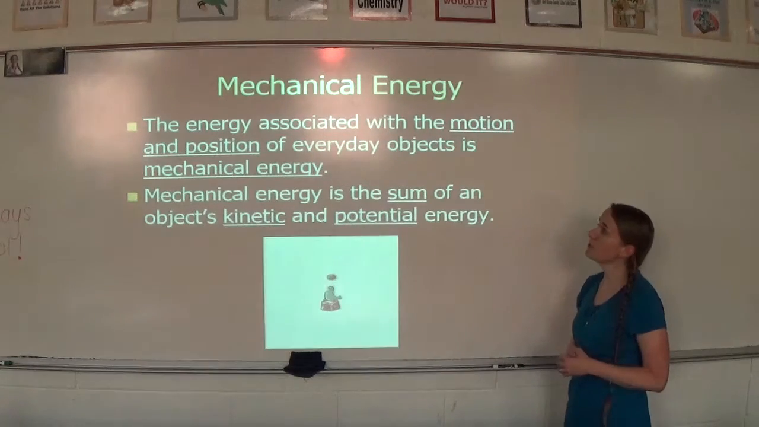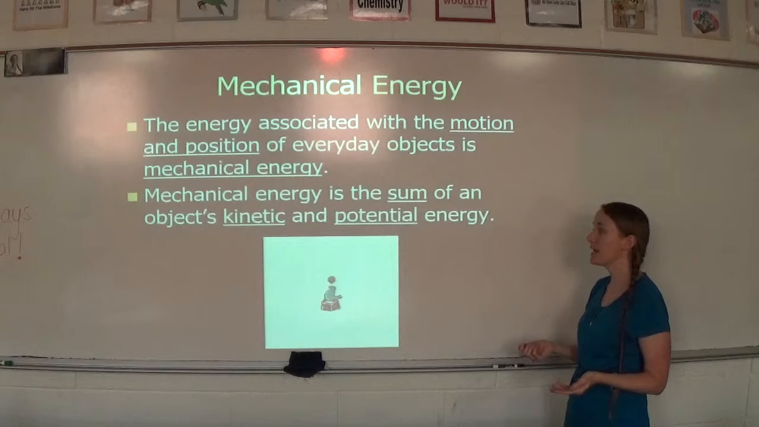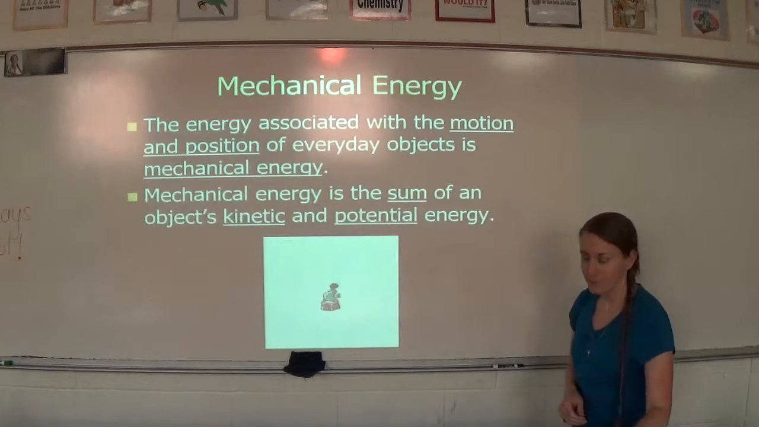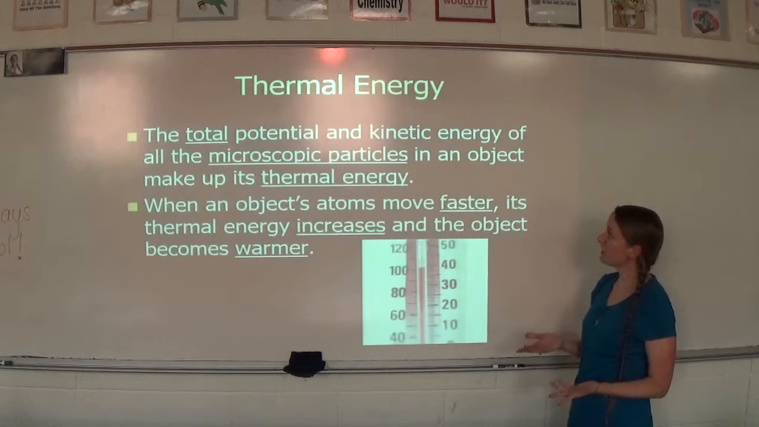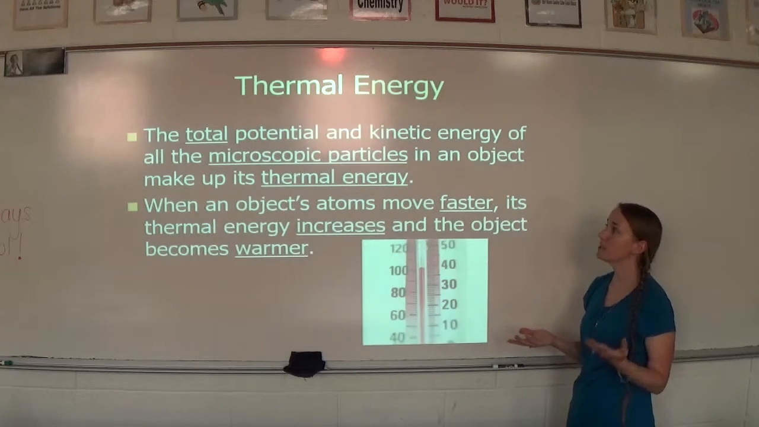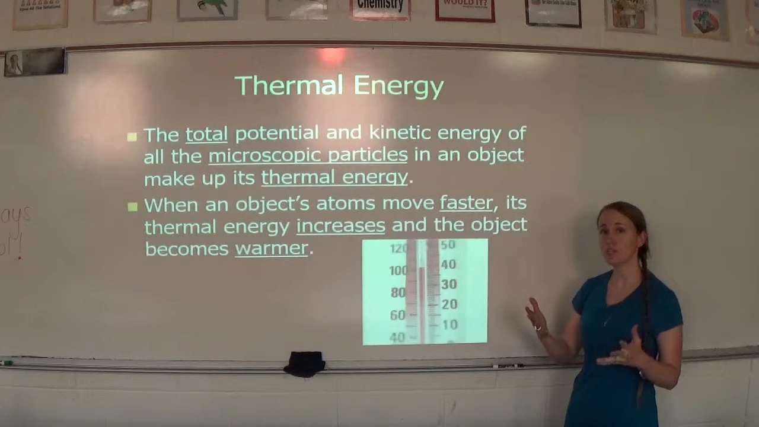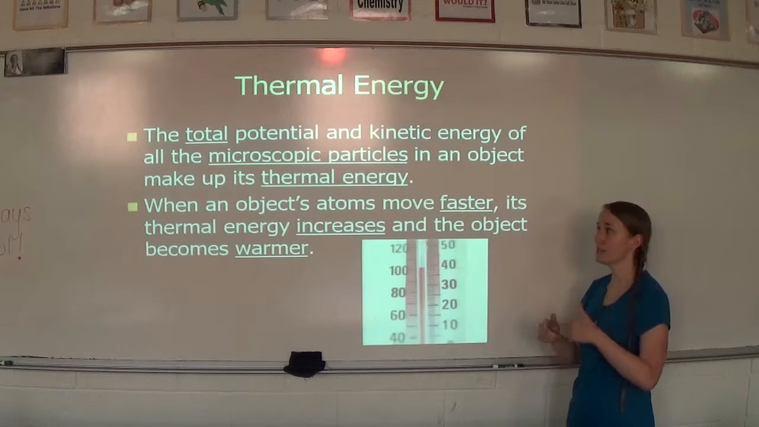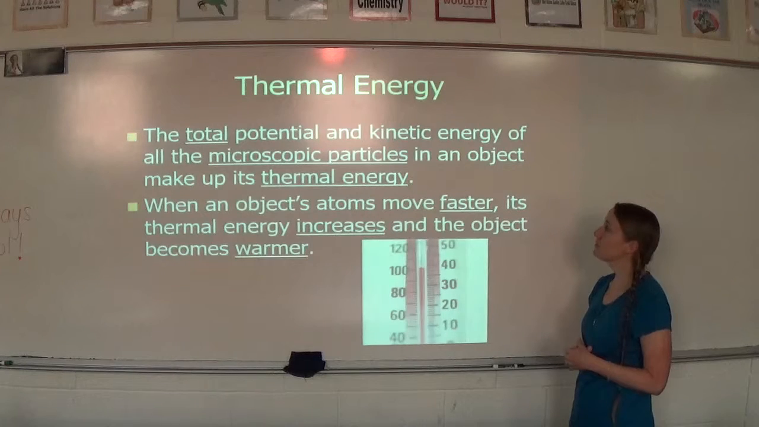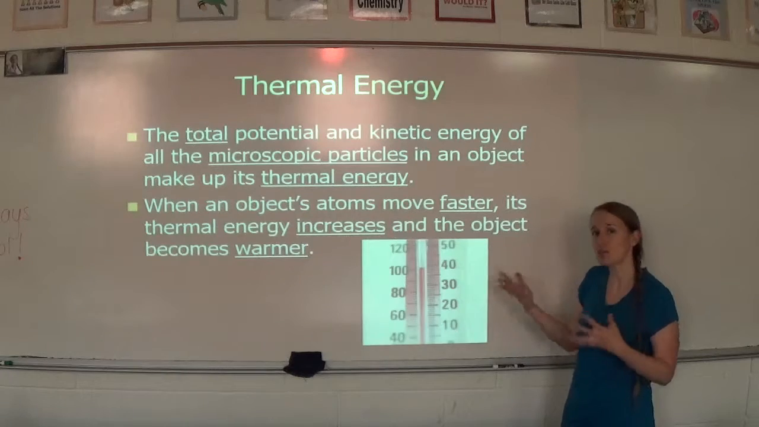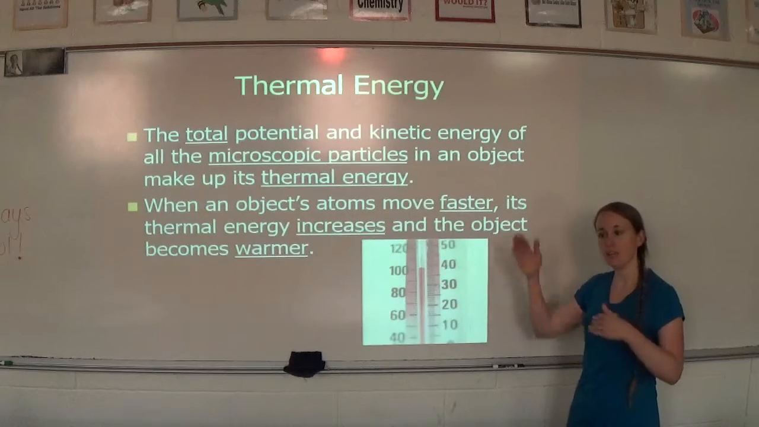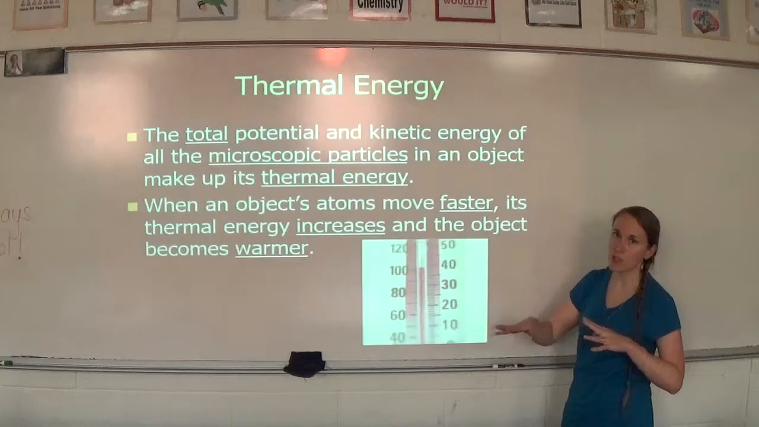So the energy associated with the motion and position of everyday objects is called your mechanical energy. Mechanical energy is the sum of an object's kinetic and potential energy. The total potential and kinetic energy of all microscopic particles in an object make up its thermal energy, because thermal energy is based on the speed of the particles in a substance. When an object's atoms move faster, its thermal energy increases and the object becomes warmer. So the faster particles move, the hotter the temperature. And if you cool something down, the particles move slower.